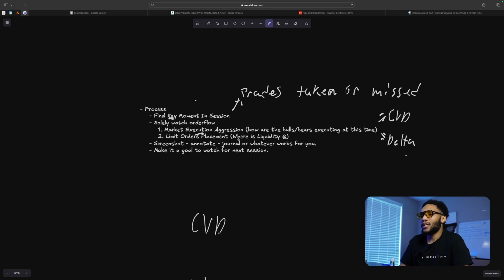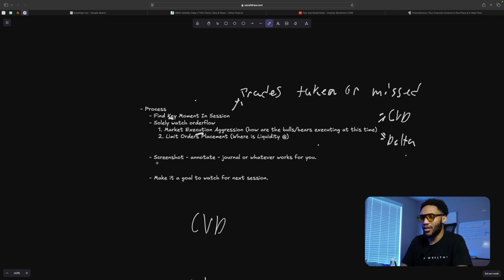The next thing is I'm looking at limit order placement. So you want to look and see where the orders are sitting. You want to pay attention to all of these things, especially in your key moment. You want to try and find observations or patterns that you can reuse throughout your trading sessions.